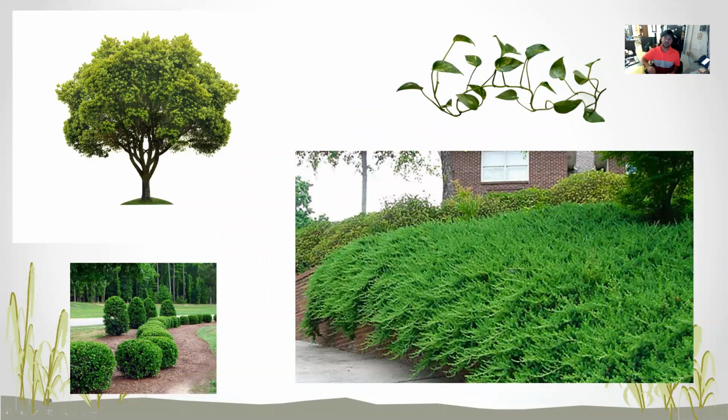So let's take a look at an example of each one. On the top left of the screen, we have a tree, which has a trunk on the bottom of it and grows into a really nice plant structure. On the bottom left, we have a shrub, which is still woody on the inside, but typically stays low to the ground, and you can't normally see the trunk on it.